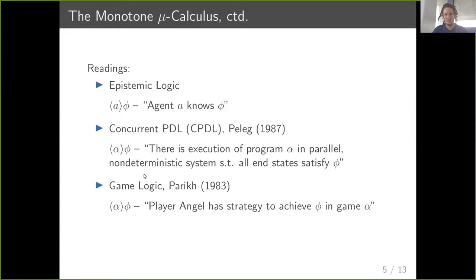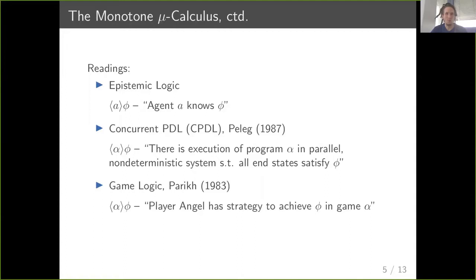Similarly, there is game logic introduced by Parikh in 1983, where the index of the modal operators is then a game, not a program. And this formula here, for instance, comes with the intuition that the player Angel, one of the players, has a strategy to achieve the argument when playing this game alpha. Now, it may not be obvious why and how these logics embed into the monotone mu calculus, but it works similarly as the embedding from PDL to the standard mu calculus.